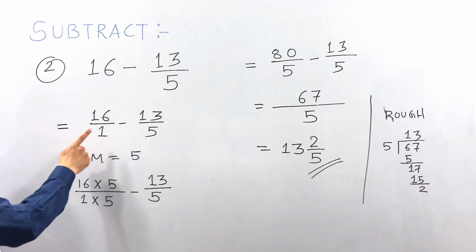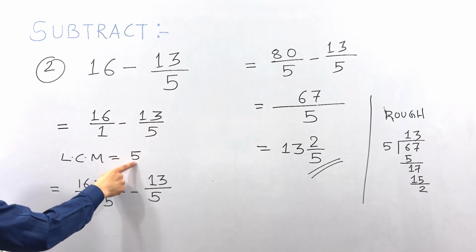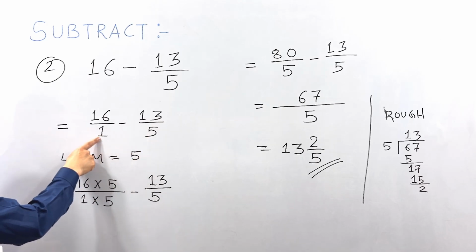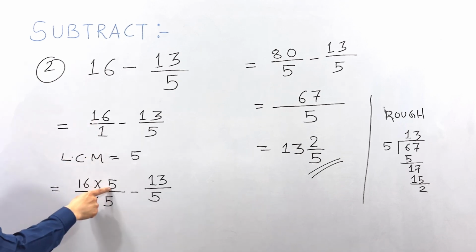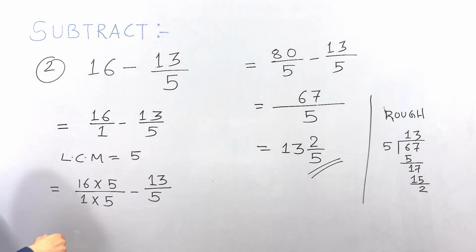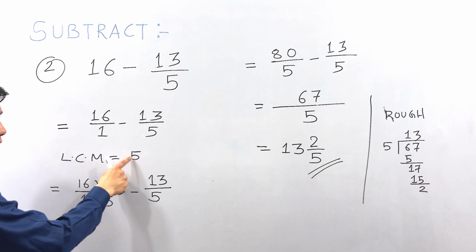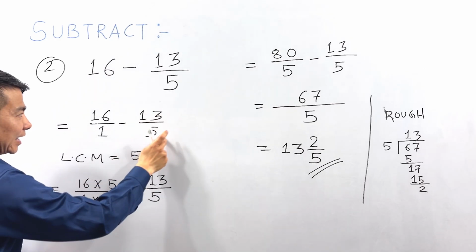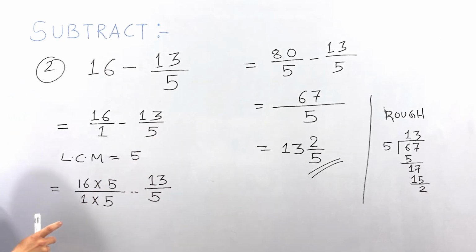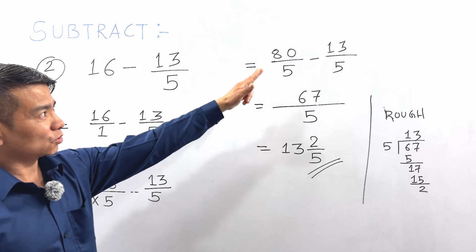Now, as you know, after finding the LCM, each denominator must be equal to the LCM. That is, here is 1. So to make it 5, we have to multiply it by 5. That is, I multiplied 1 by 5, and I multiplied the numerator also by 5. Here, there is already 5. That's equal to the LCM. So in that case, no need to multiply by any number. So we can keep this fraction as it is. Now you multiply these two numbers and you get 80 by 5 minus 13 by 5.